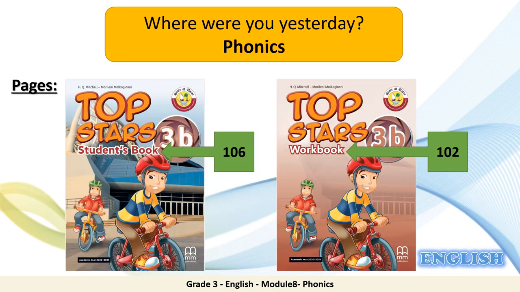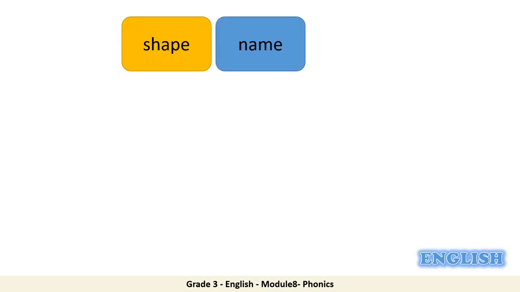You can find this phonics lesson in your student's book, page 106, and in your workbook, page 102. Before we start, I want to remind my dear students of something that is really important. I want you to remember that in English, every letter has a shape, a name, and a sound.